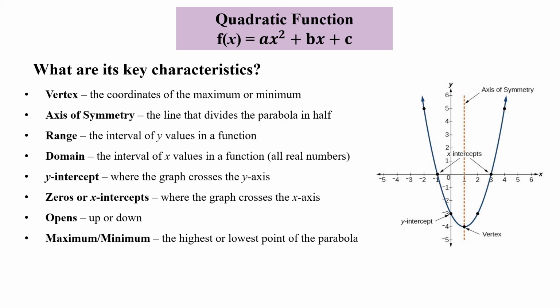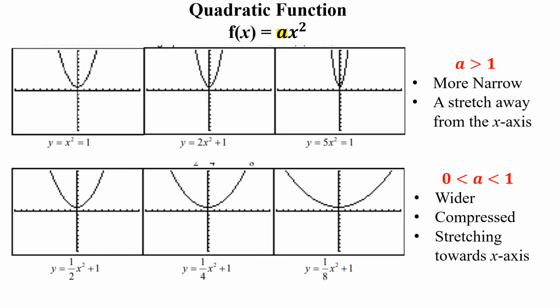If the coefficient of my x squared term, which is a, is positive, then my parabola is going to open upward. So if it opens upward, there is known as a minimum point. But if it opens downward, there is a maximum point. Now, some other things that are going on with quadratic functions is whether or not they're narrow or wide.